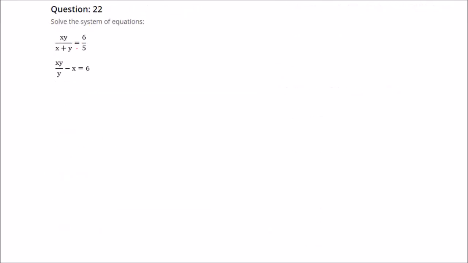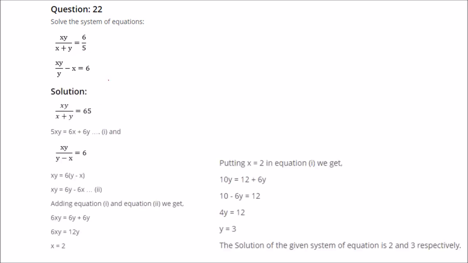Now xy by x plus y is equal to 6 by 5. Now there are certain methods. First method is, what you can do here is, first just multiply this xy with 5, means cross multiplication, and this by this. So 5xy will be equal to 6x plus 6y. This is your first equation.